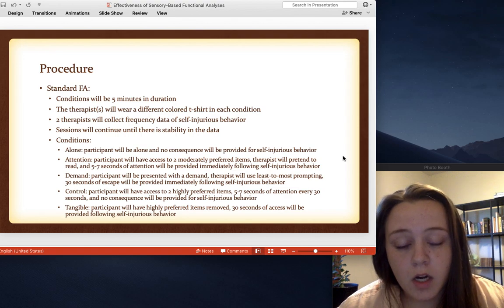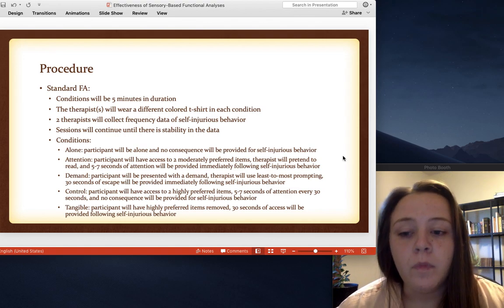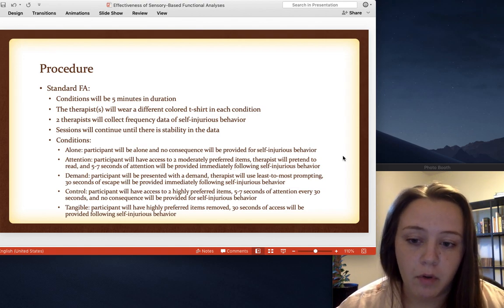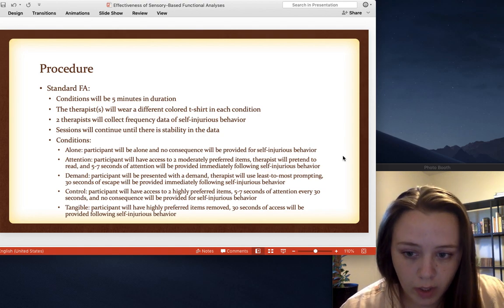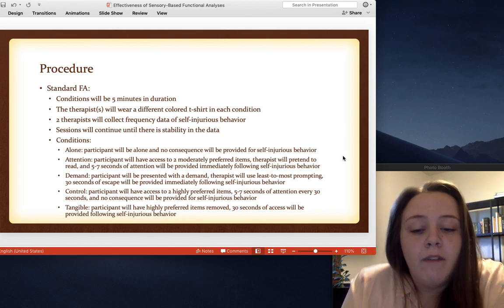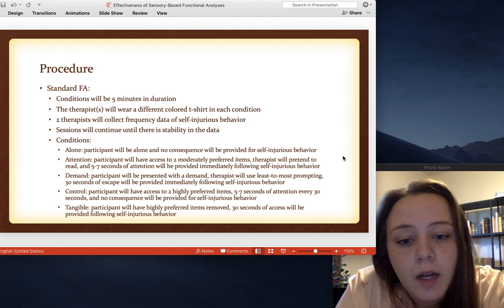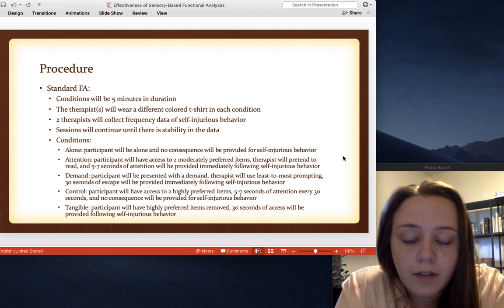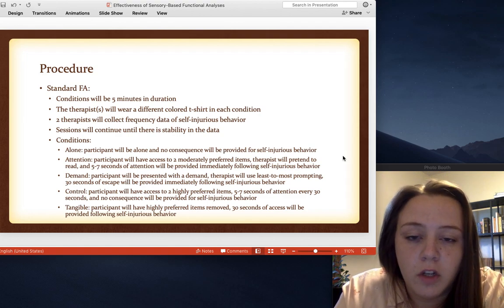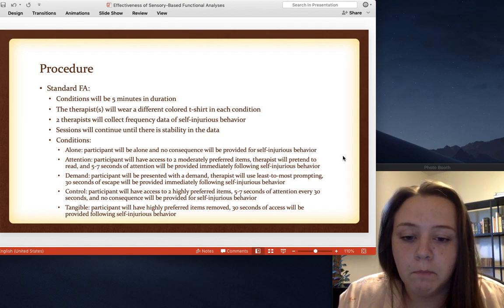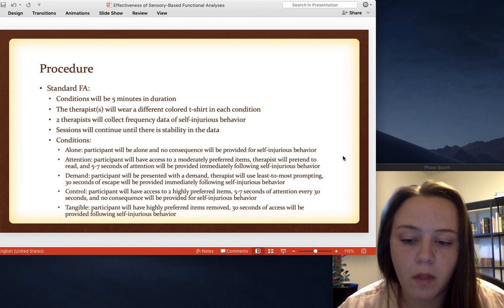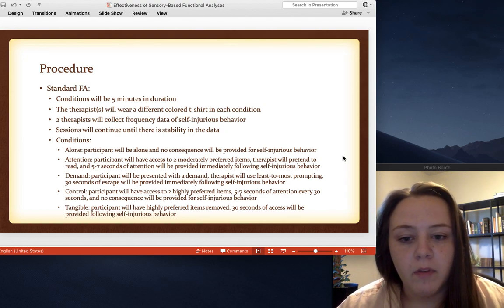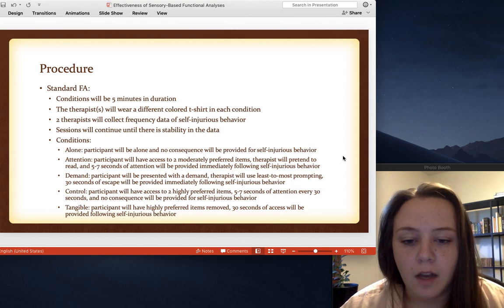And following any occurrence of self-injurious behavior, there will be 30 seconds of escape provided. And then in the control condition, the participant will have access to 2 highly preferred items. They will have 5 to 7 seconds of attention every 30 seconds, and the self-injurious behavior will not result in any kind of consequence from the therapist, so they won't be providing any kind of escape, attention, or access.